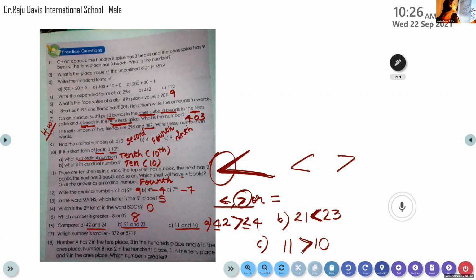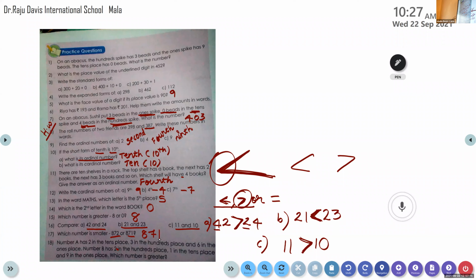Thank you, ma'am. Now, question number 17. Which number is smaller? Ritik, please tell me. Two numbers are given, 872 and 871. Which number is smaller? 870. My dear, the numbers are 872, 871. Which one is smaller? 871. Yes, now it's correct. Okay.